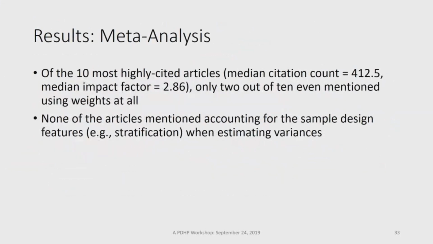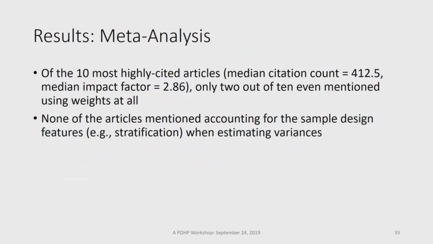Okay, the meta-analysis was completely frightening. So we found the 10 most highly cited articles at the time on Google Scholar that presented secondary analyses of establishment survey data. Okay, median citation count was 413. That's the median of these 10 articles. These are articles. Not books, these are articles. Okay? Median impact factor of these articles, about 3. Okay? Of those 10 articles, 2 of the 10 even mention using weights at all.